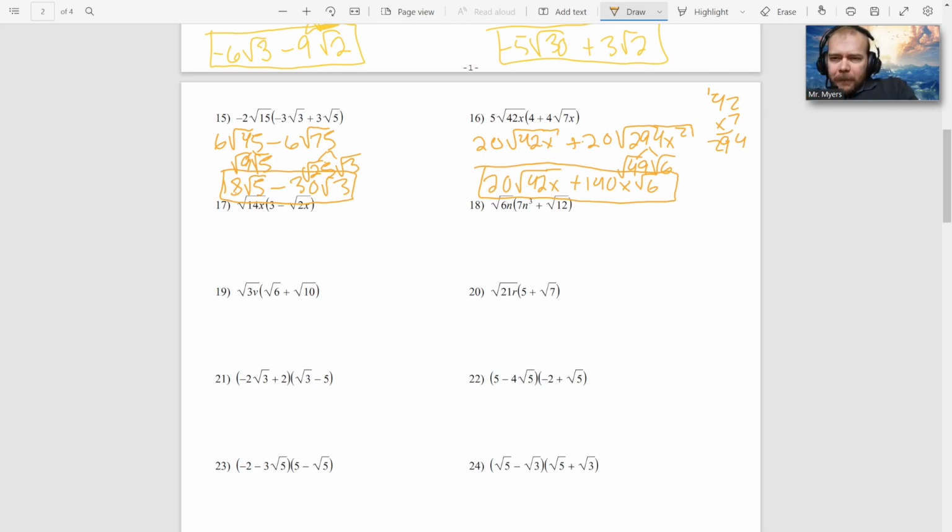Okay, moving on. Root 14x times 3. Okay, well, that's just 3 root 14x minus root 28x squared. All right, so nothing happens with the first one, but with the second one, we've got a 4 and a 7. That's the largest thing, and then an x. So I'm just going to skip that middle step now, getting to the end of this worksheet, and we're going to need the space anyways for what's coming up next.